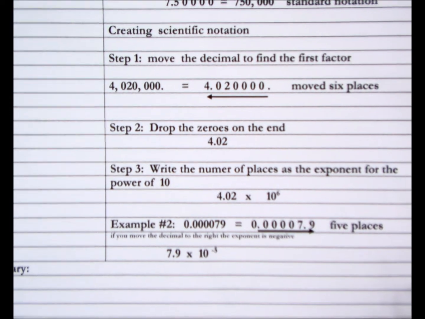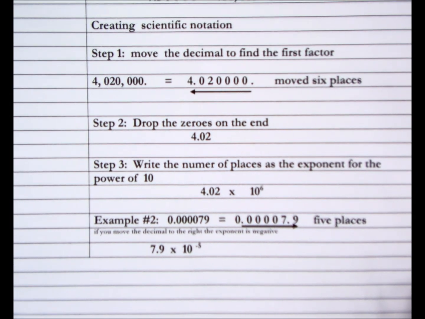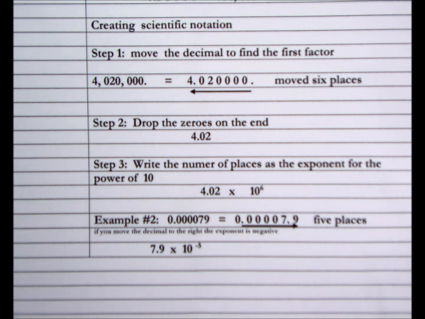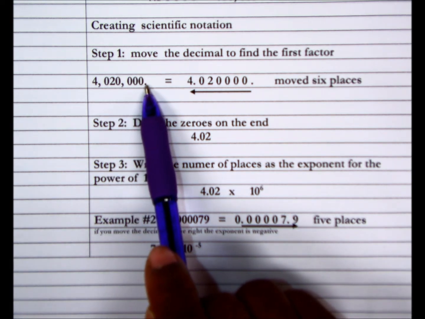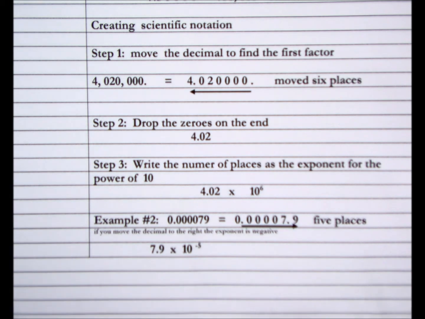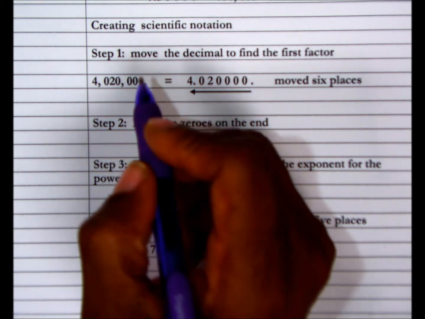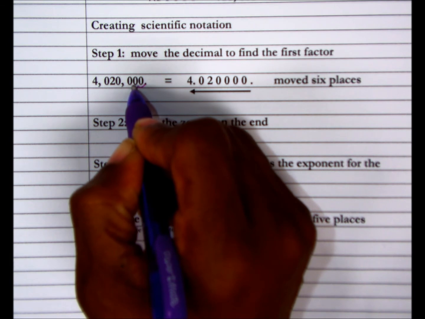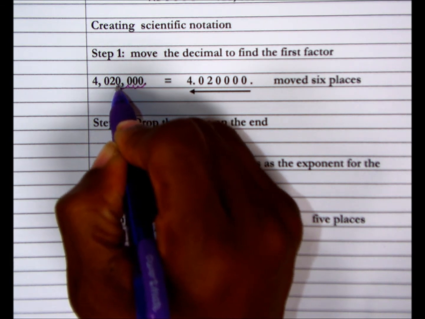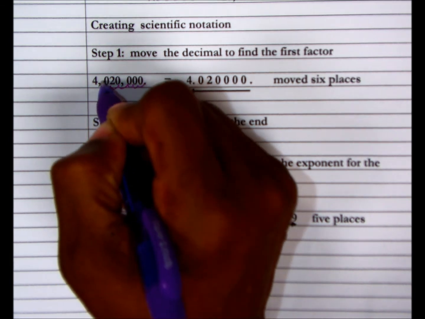Now let's look at how we create standard scientific notation. Step 1 is to move the decimal to find the first factor. And remember, the value of the first factor can be no greater than 9 and no smaller than 1. So looking at this, we know the decimal point is always behind the number. So we have to move this until we get to a number smaller than 9 and greater than 1. So we're going to keep moving this, and we can stop right here.